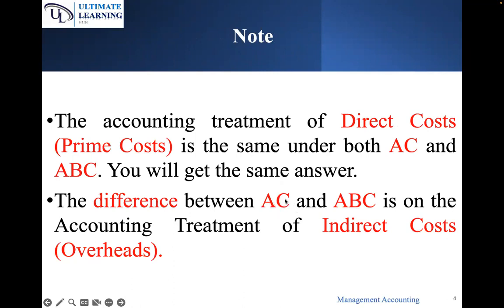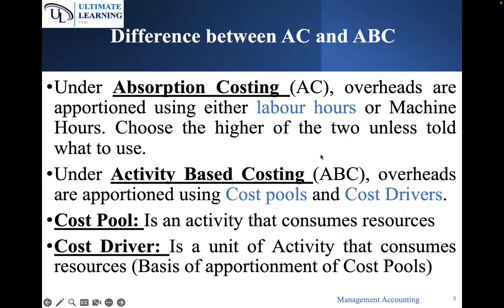Under AC, overheads are apportioned using labor hours or sometimes machine hours, the higher of the two. I'm repeating. How do we share out overhead costs? Under AC, we share out overhead costs using either labor hours or machine hours. Under ABC, we allocate using what we call cost pools and cost drivers. I know you may ask, what are those? We will look at them. So that is what we have in this slide.